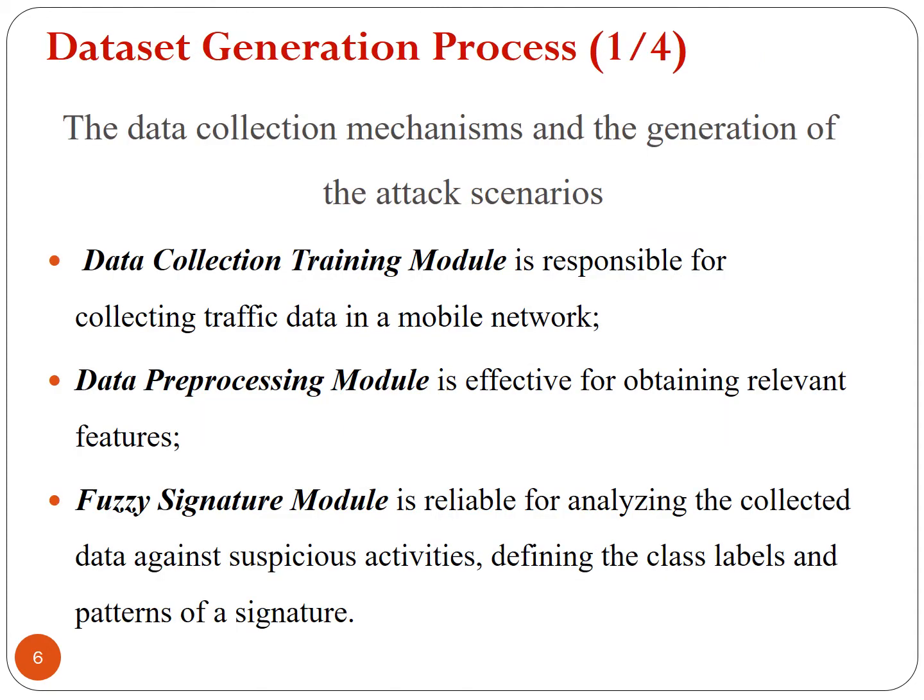This process focuses on data collection mechanisms and the generation of the attack scenarios. It is made of the following components: the data collection training module, which is responsible for collecting traffic data in a mobile network. Second, the data pre-processing module, which is effective for obtaining relevant features. And finally, the fuzzy signature module, which is reliable for analyzing the collected data against suspicious activities, defining the class labels and the patterns of a signature.